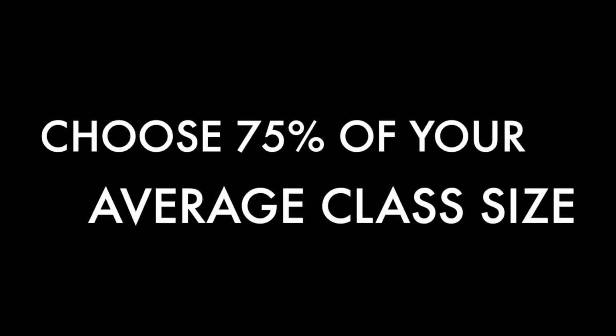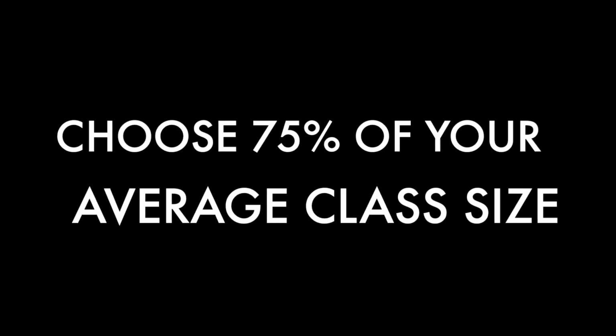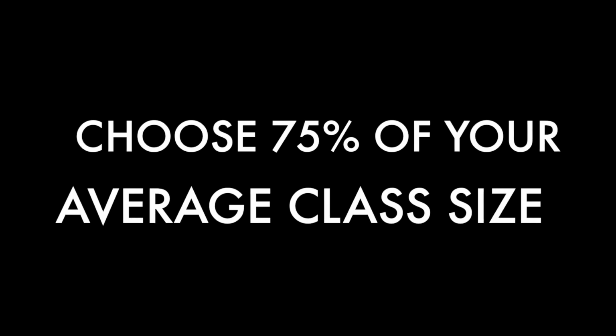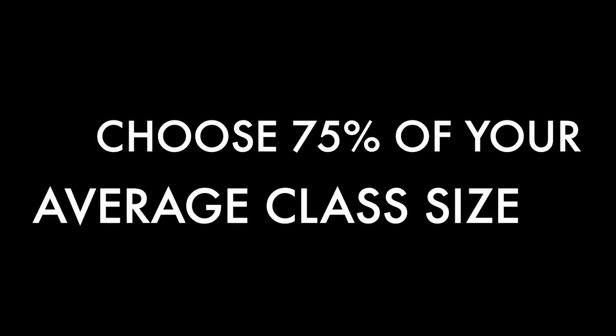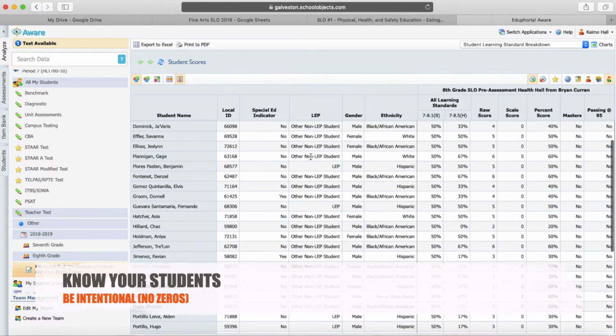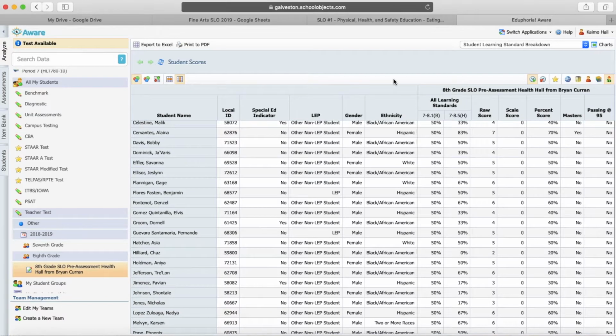You want to select 75% of your average class size. So if your class size is 30, you want to select anywhere from 22 to 25 students. It is up to you to choose. Know your students. If a student is absent often, account for that. If a student needs accommodations, make sure they're receiving those accommodations. Consider all things when selecting your students.